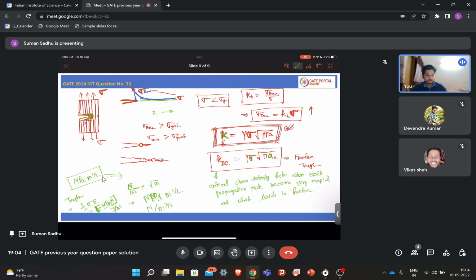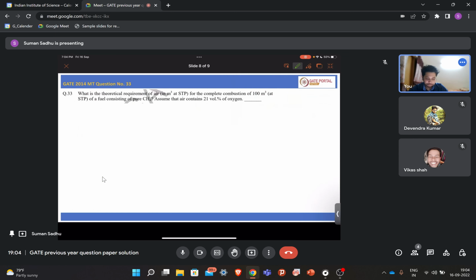Fracture toughness is when your sample has a crack, and it defines how your crack will propagate, and what is the resistance, that is, the critical stress intensity factor at which your crack propagation rate will be very rapid. And toughness is when your sample is plastically deformed and then fractures, and up to that point, how much energy is absorbed. So toughness and fracture toughness are different. Now you understood it.